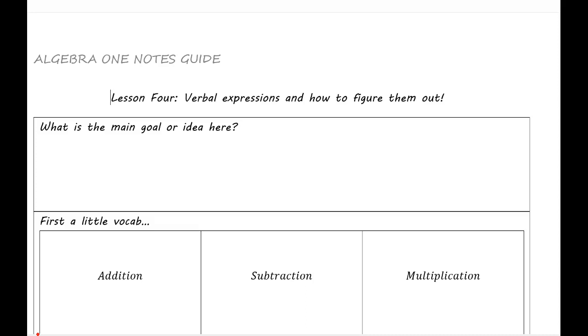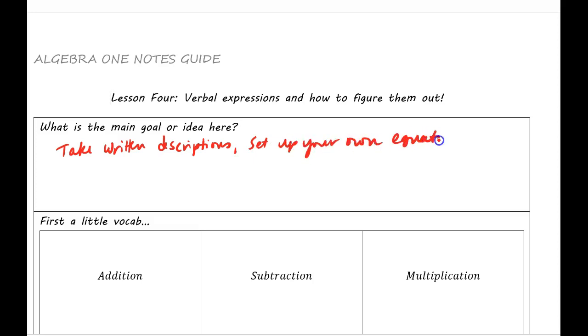This is also very difficult for some people, okay? So for some of you, this might be the week that you dread. But for some of you, you're going to be really good at interpreting it because you have to be able to read well. So here you're going to have to be able to take written descriptions, set up your own equation, and sometimes even solve. And not every time, but sometimes. So let me read this if you can't read my writing. Take written descriptions, set up your own equation, and solve. So it's doing everything you've done the last 2 weeks, but now on your own, okay? Interpreting things on your own.